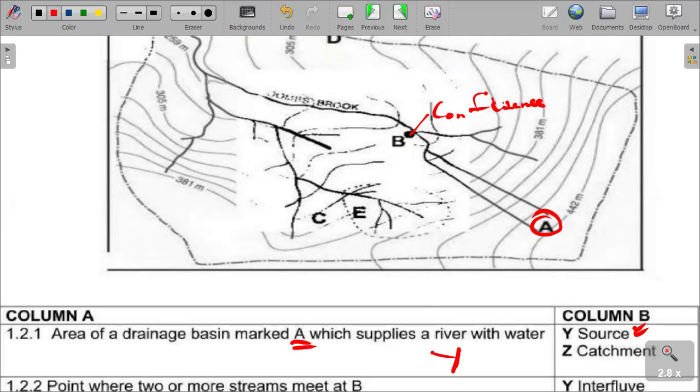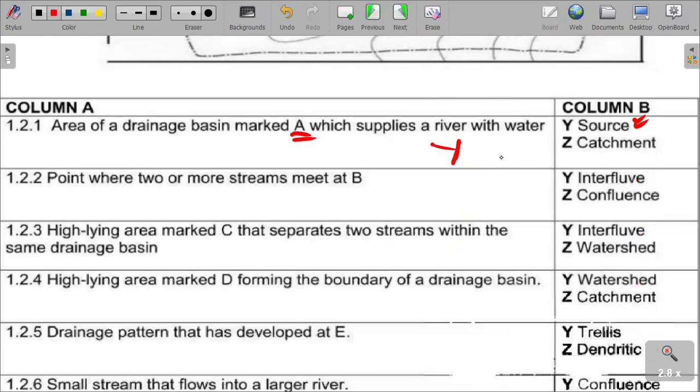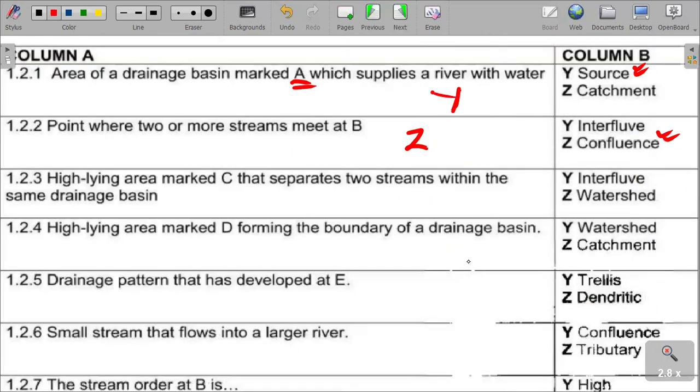It is called a confluence. So what happens is that the answer is what? A point where two or more streams meet is called a confluence, which means the answer is what? It is Z.